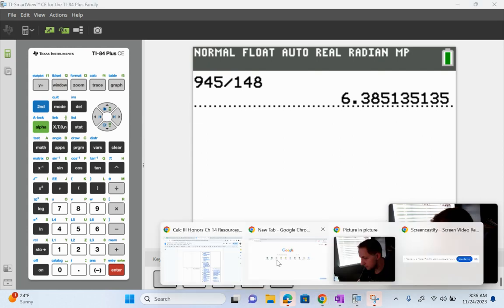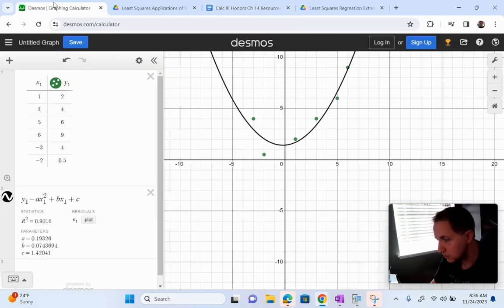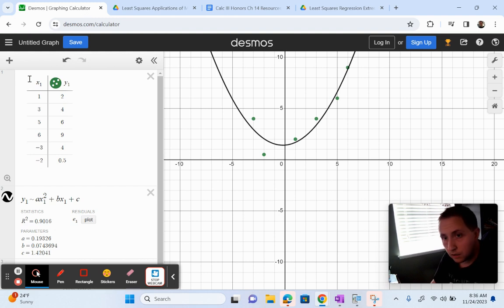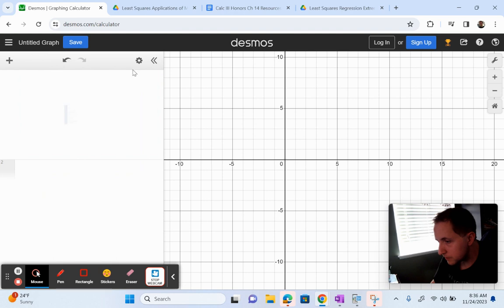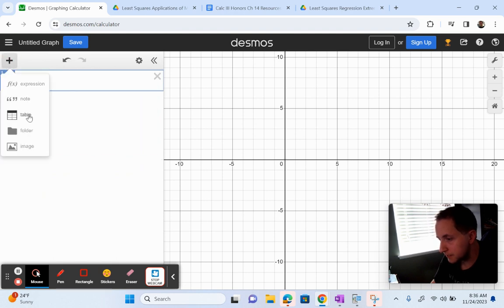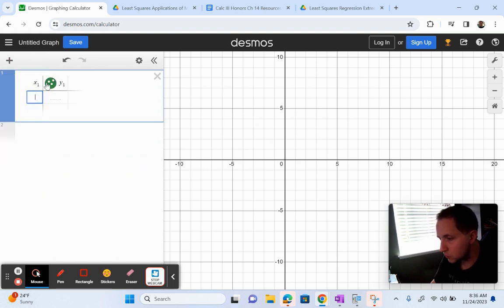How do I go to Desmos? Desmos. There we go. Okay. What we're going to do is add a table. So if you hit the plus sign and hit table, make sure it says X1 and Y1. If you see 2s there, change the subscripts to 1s. It'll make step 2 here easier.